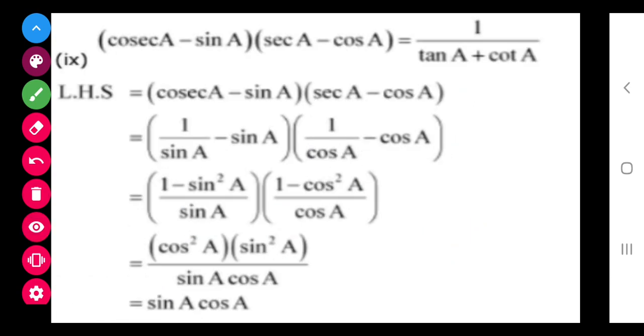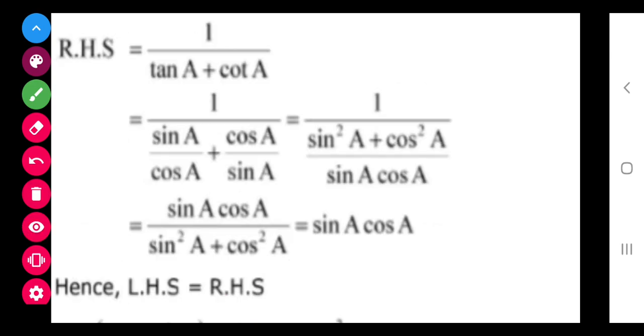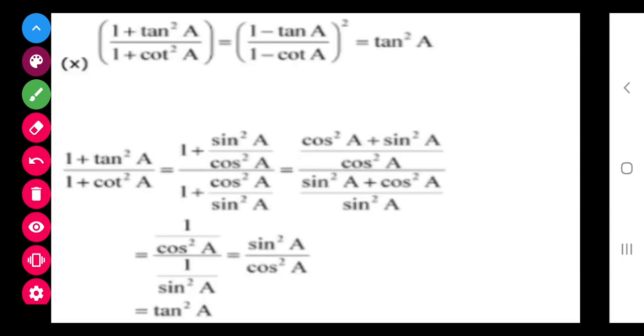What was our LHS? This was our LHS. And what is our RHS? This is our RHS. Both are same. So sometimes we have to solve both the sides also. Now the last question. In this, 3 terms are given and we have to prove them equal. So let's take the first part.